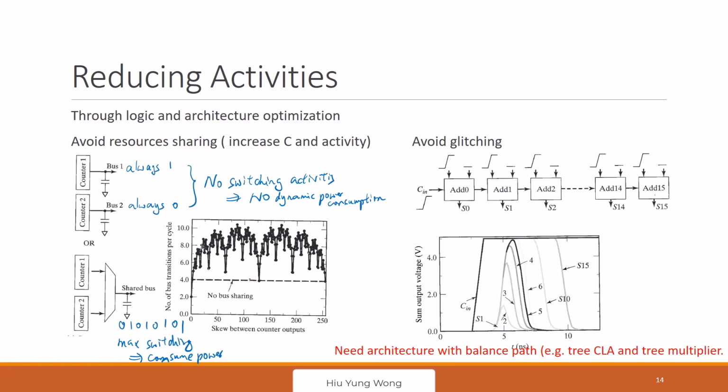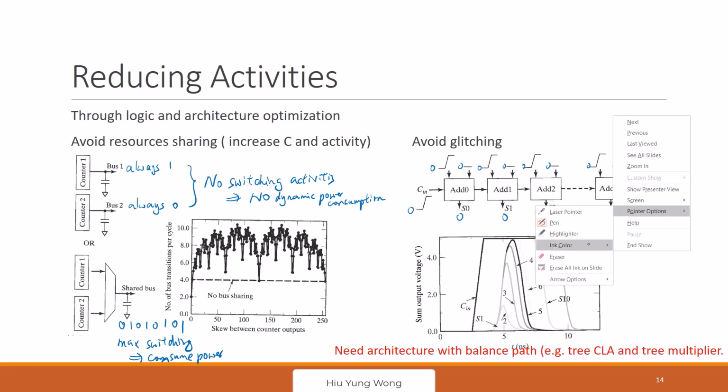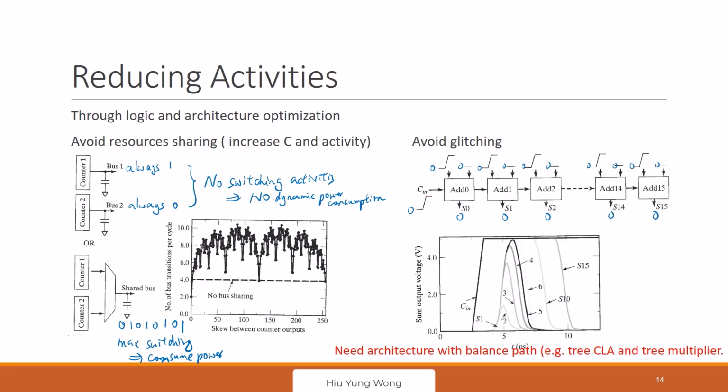Another example is here. This is an adder. We see something similar, but this is more dramatic. I start with 0. So what is 0 plus 0? The carry in is 0, and everything is 0. Of course, the output is 0. And then a number comes in, carry in becomes 1, and everything becomes 1. What should be the answer? Well, 1 plus 1 equals 0.